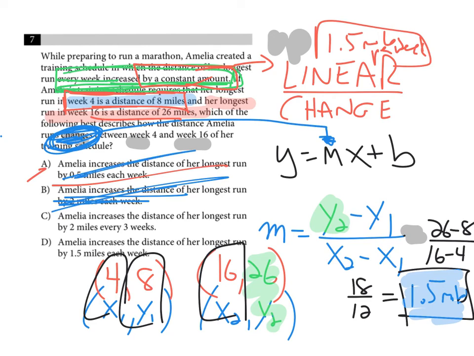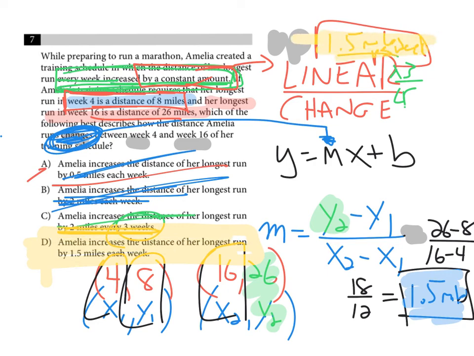Letter C, Amelia increased the distance of her longest run 2 miles every 3 weeks. Well, if it's 1.5 per week, every 3 weeks would be 4.5 miles. So that's not correct. I'm hoping letter D is correct. Amelia increases the distance of her longest run by 1.5 miles each week, and that's what the slope formula gave me, and that's why my answer is letter D.